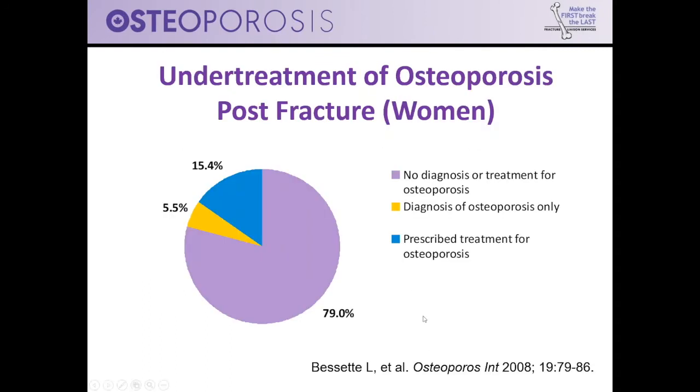So I'll first start by refreshing everybody's memory on the fact that we have a huge care gap after the fracture. This is data from the province of Quebec, and this is looking at women over 50 who had suffered a fragility fracture, and 15% got offered osteoporosis treatment, 5% had a BMD but were not started on treatment. But the most important part of that pie is the 80% in purple who received absolutely nothing for osteoporosis. No screening, no diagnosis, and no treatment. And of course, fracture liaison services are trying to close that care gap.